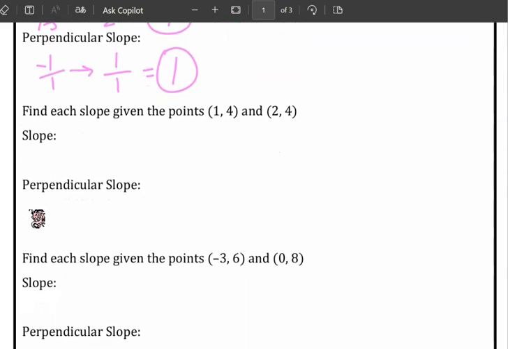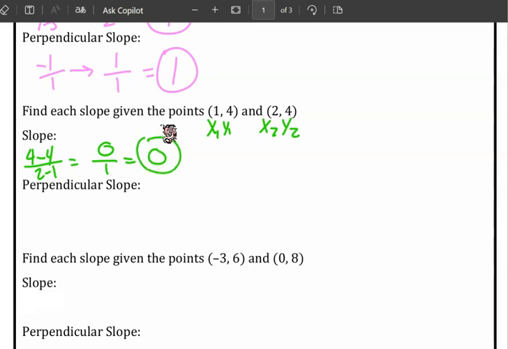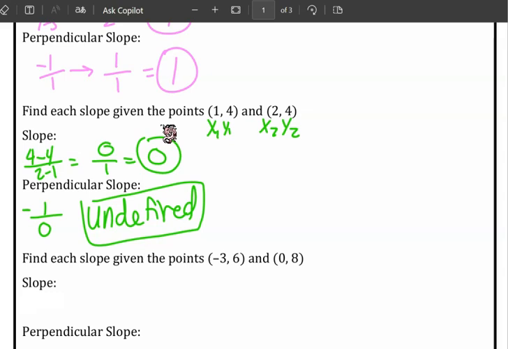Let's look at the next one. Label them x1, y1, x2, y2. The slope, let's plug them into the formula: 4 minus 4 over 2 minus 1. That gives you 0 over 1, that's 0. The perpendicular slope, if you flip the fraction and change the sign, well, you can't divide by 0. We'll say it's undefined. If we were to graph these, this would be a horizontal line, and this would be a vertical line.